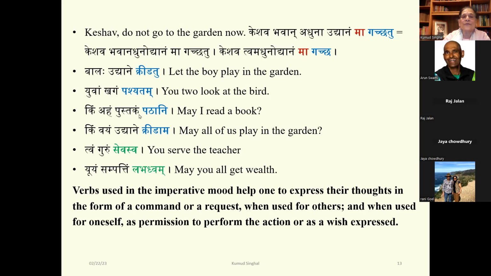So if it is in lot lakara, so aham pustakam patani. So may I read a book? It is more like a permission to perform an action. May I read a book? Vayam udyane kridam. May all of us play in the garden.